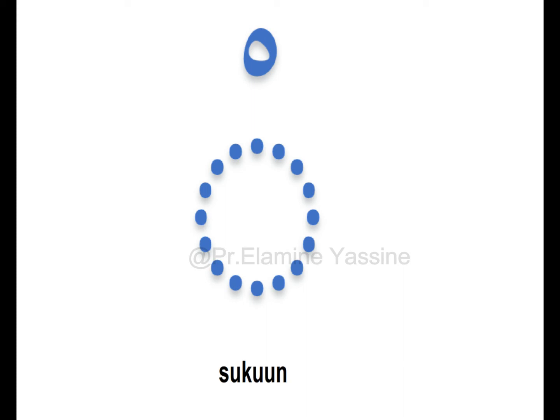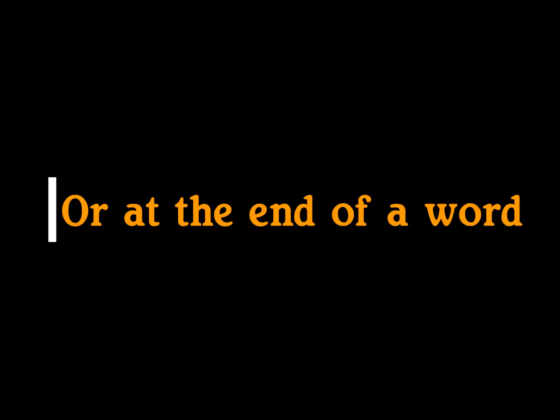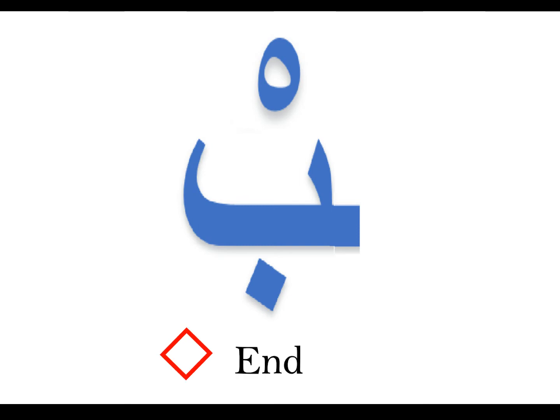Now we will move to sukun. Sukun indicates the absence of a short vowel. So when we write sukun after a consonant, it simply means no sound. It is always written above the consonant it follows. As we see, sukun looks the same in all positions. In fact, sukun only appears in the middle of a word, for example, or at the end of a word, for example.